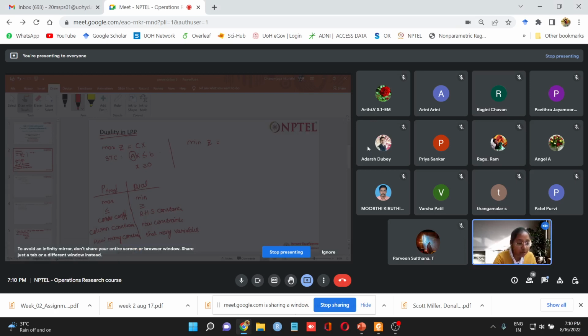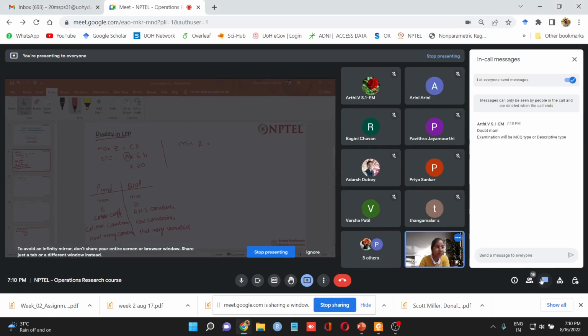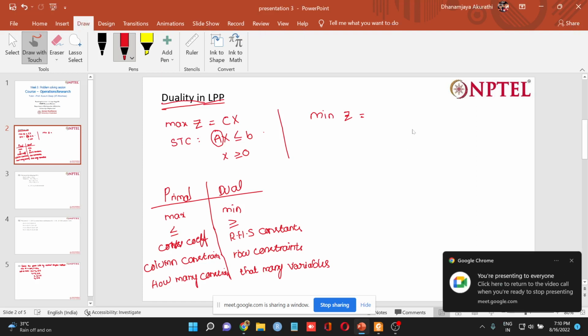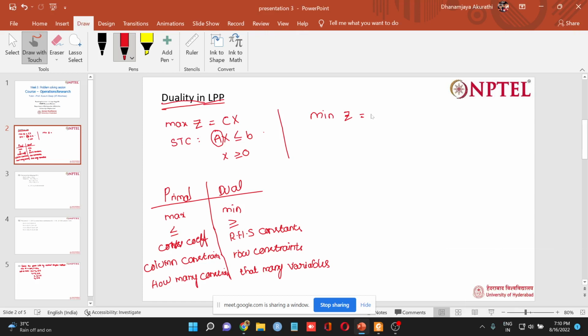Will the examination be MCQ type or descriptive type? For the final examination, I also don't have an idea about it. Let's see how it will be.